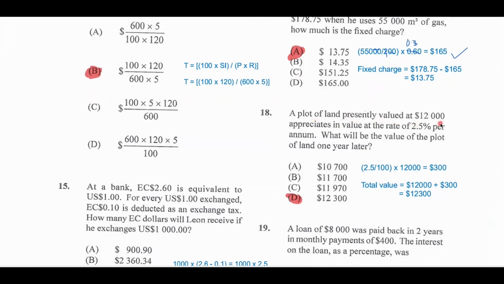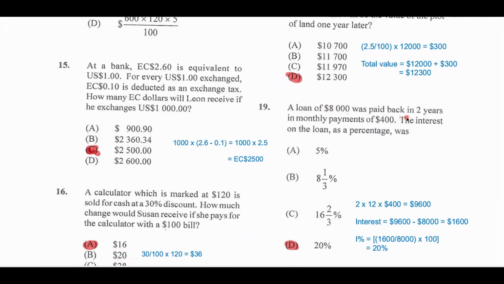A plot of land presently valued at $12,000 appreciates in value at the rate of 2.5% per annum. What would be the value of the plot of land 1 year later? Simply put, you put 2.5 over 100 times 12,000, because you're finding 2.5% of 12,000. You'll get $300. Again, cross out your zeros, top and bottom, and you can multiply 2.5 by 120, you'll get 300. And you add 300 to 12,000, you get $12,300. D.